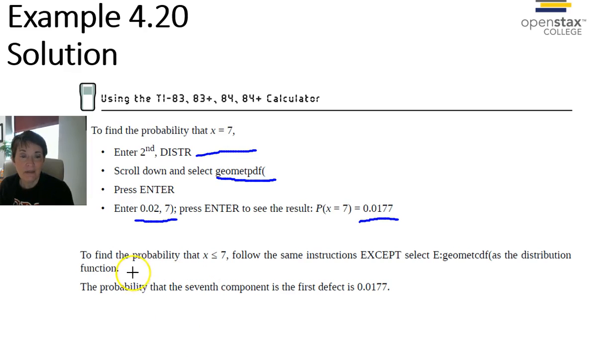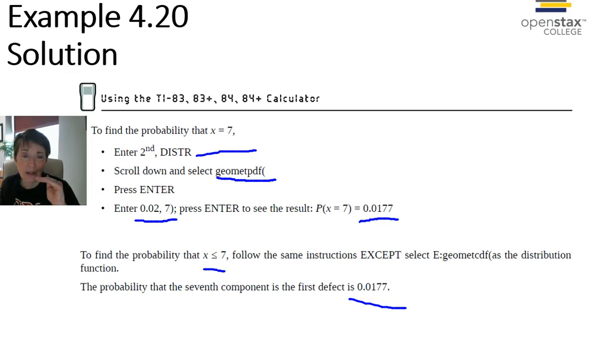If you wanted to find the probability of everything up to 7, at most 7, so it could be 1, it could be 2, and it could be all the way up to 7, follow the same instructions except change the formula and have it with that symbol. The probability that the 7th component is the first defect is then there. Okay. Hopefully that makes sense.